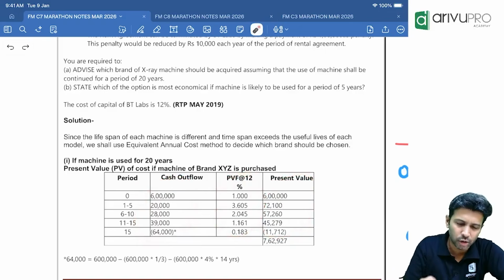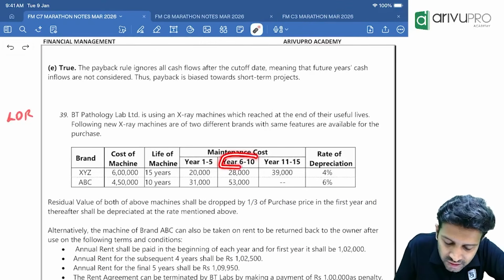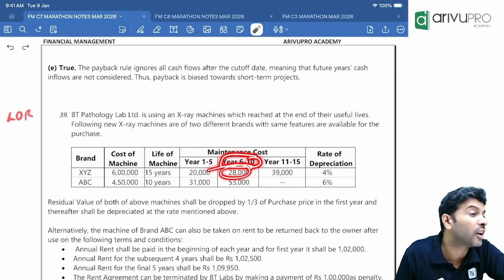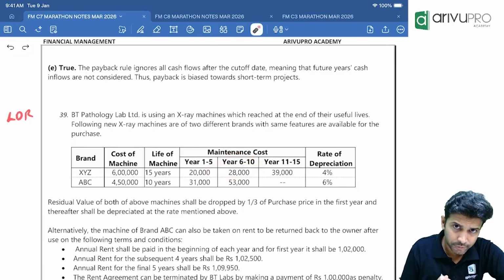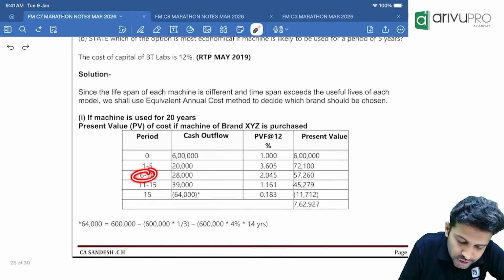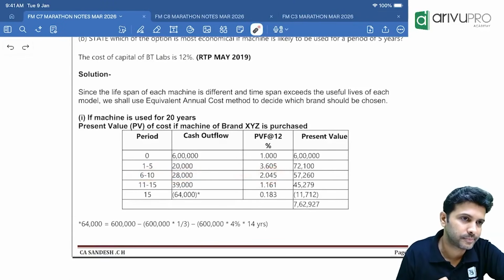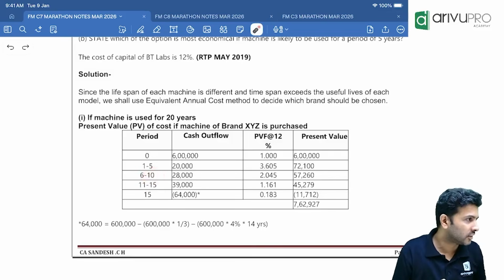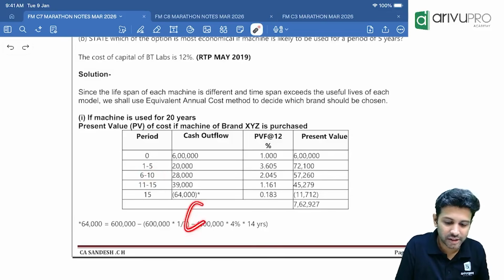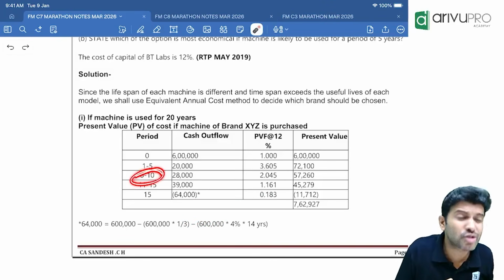It's not hidden. We have done 2 questions in regular class on this. But anyway, just check here. Year 6 to year 10, how much maintenance cost? 28,000. Different or same every year? 6 to 10, 28,000. Now, how to find PVAF for this? If they ask for 1 to 10 years, very easy. We'll press equals to button 10 times and then GT button, done. But here we are finding from 1 to 10 or 6 to 10?